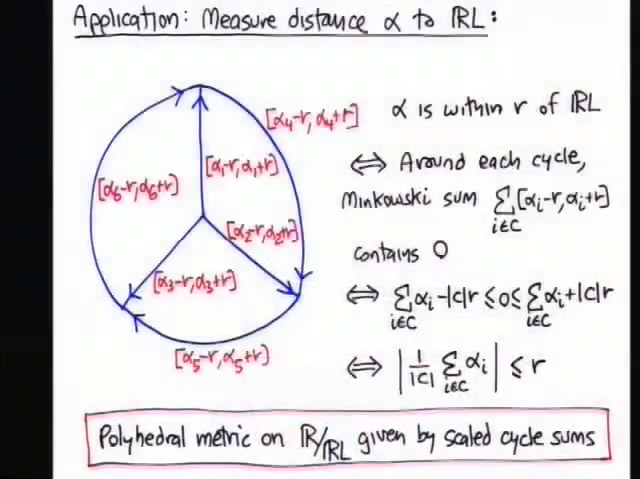So let's apply this to our problem. We want to know when alpha is within R of RL. So I make a radius R ball around alpha by taking intervals alpha minus R, alpha plus R on each edge. And the box intersects RL if the Minkowski sum contains 0 around each cycle. But I can do the Minkowski sum out, and I get this expression here. And when I clean up that expression, I basically get scaled cycle sums.